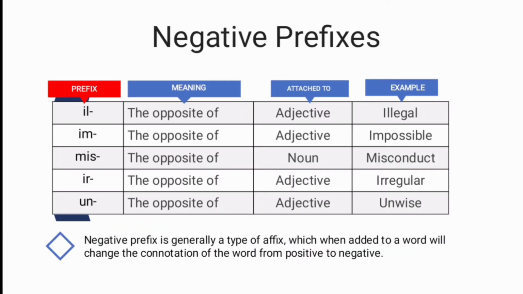So now let's discuss some kinds of prefixes. Start with negative prefixes. Negative prefixes are generally a type of affix which, when added to a word, will change the connotation of the word from positive to negative. For example, the prefix "il" in the word illegal, prefix "im" in the word impossible, and prefix "un" in the word unwise, and so forth.